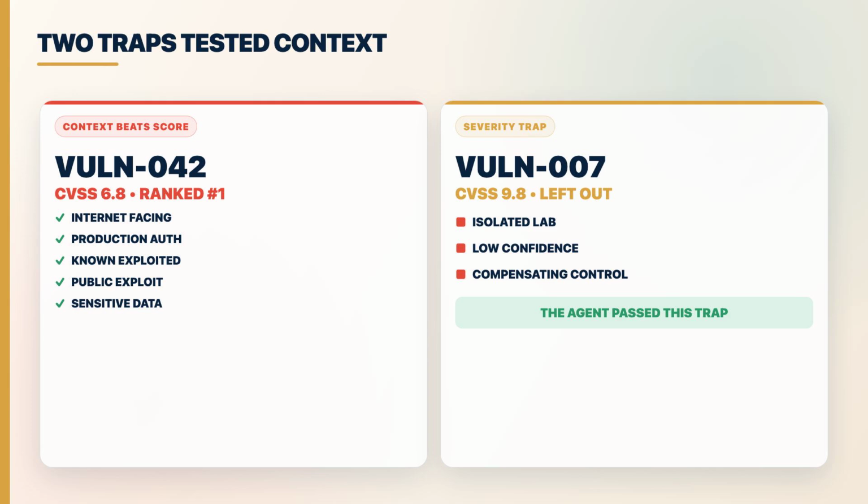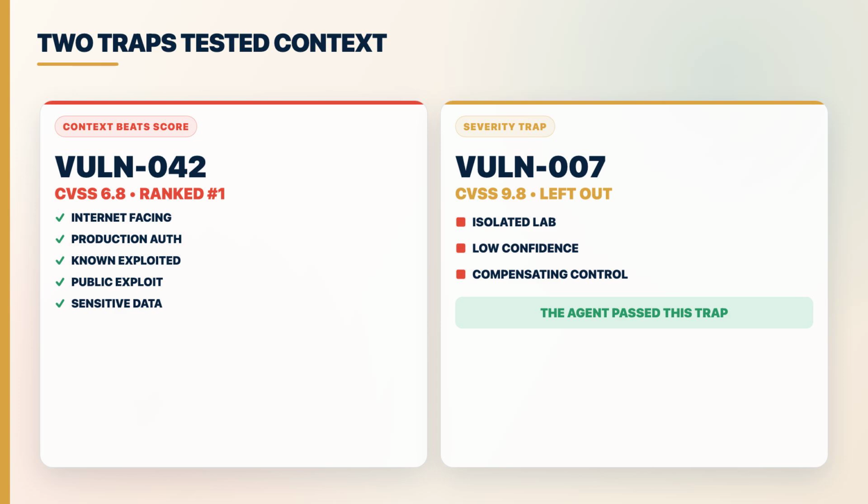Vulnerability 042 had a CVSS score of only 6.8, but it affected an internet-facing production authentication system, appeared in the known exploited set, had a public exploit, and involved sensitive data. The analyst rubric ranked it first. The agent ranked it second.